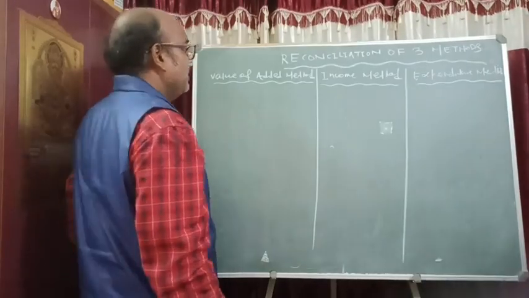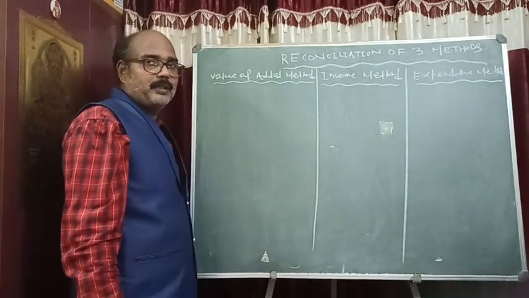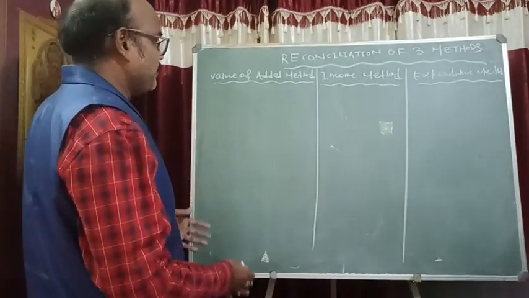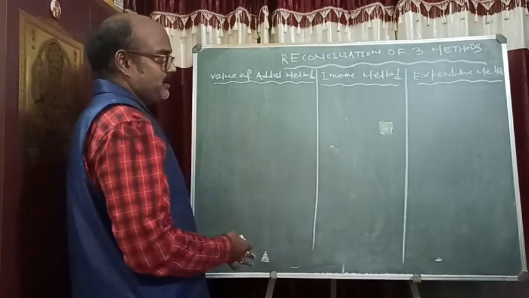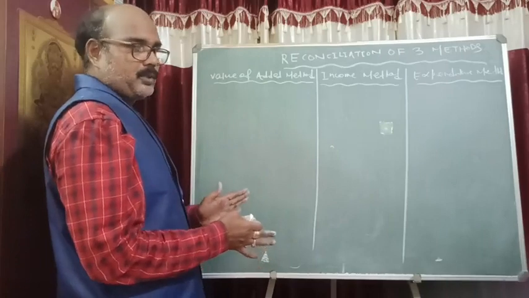So now, reconciliation of the three methods. This is for your recapitulation: how to find out the national income through the three methods. That is, in short, the steps.